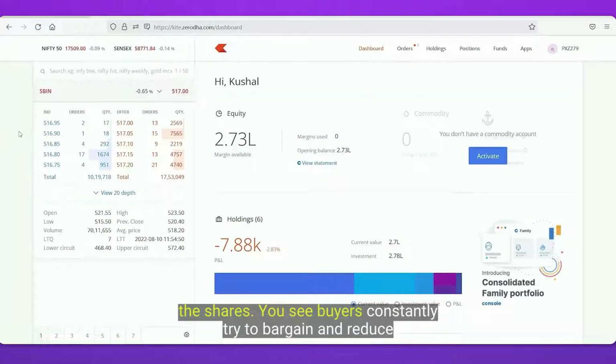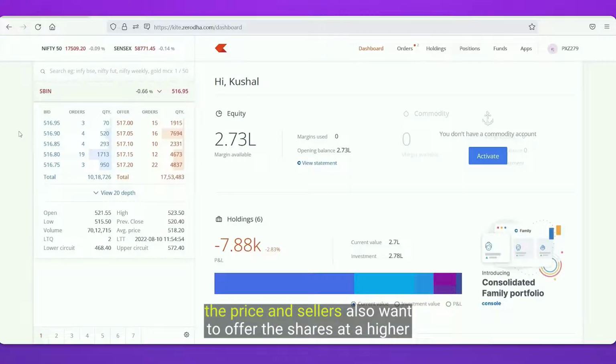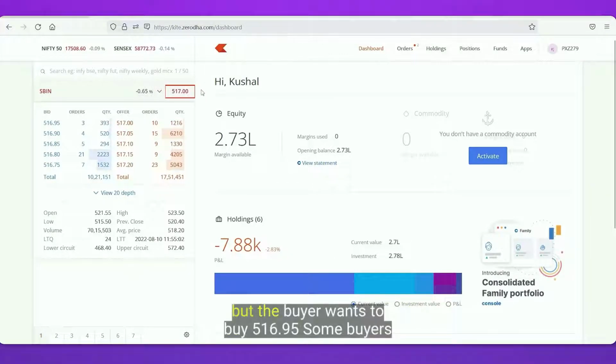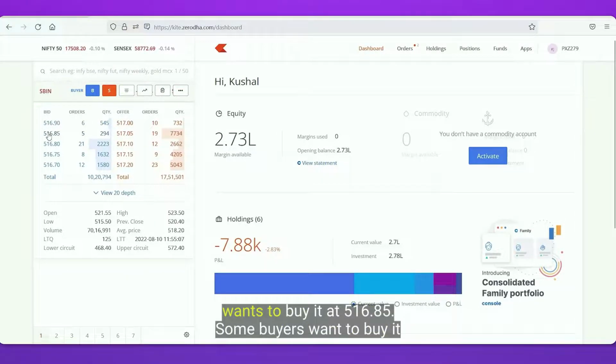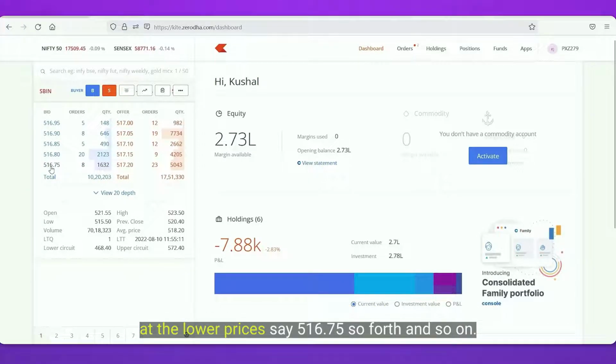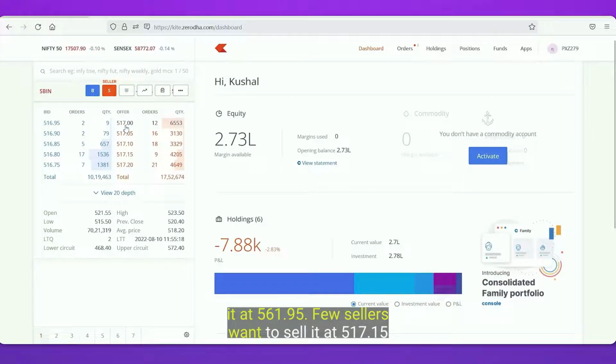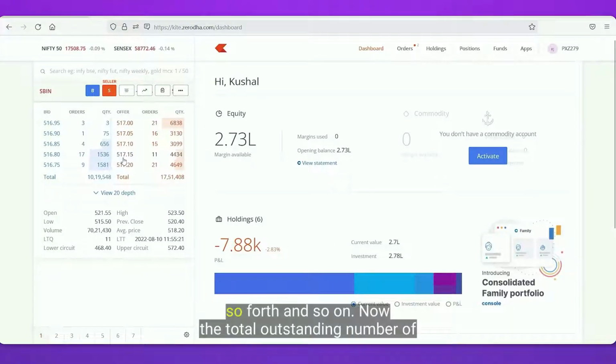You see, buyers constantly try to bargain and reduce the price, and sellers also want to offer the shares at a higher price. For example, currently you can see that the price is 517, but the buyer wants to buy at 516.95. Some buyers want to buy at 516.85. Some buyers want to buy at a lower price, let us say 516.75, so forth and so on. Similarly, there are sellers in the market. Few sellers want to sell at 516.95. Few sellers want to sell at 517.15, so forth and so on.